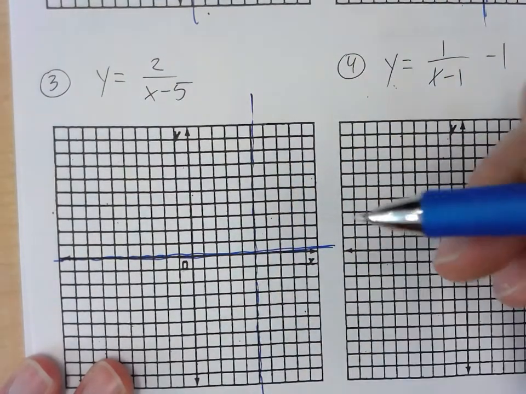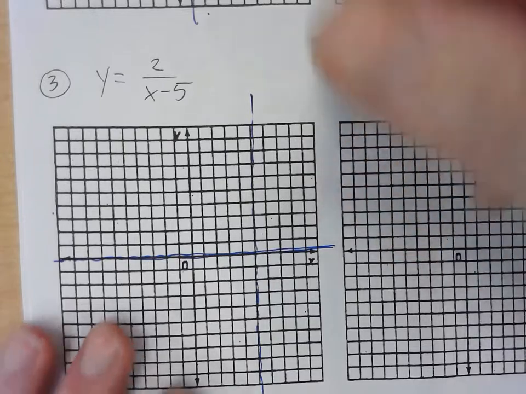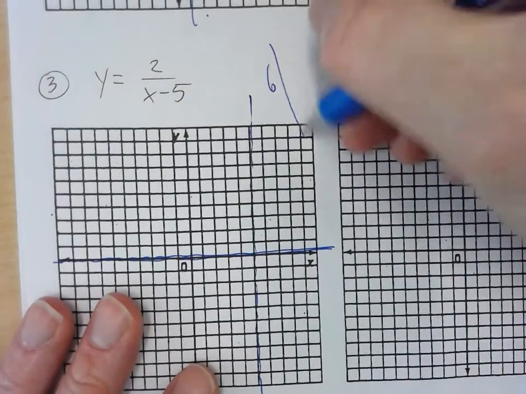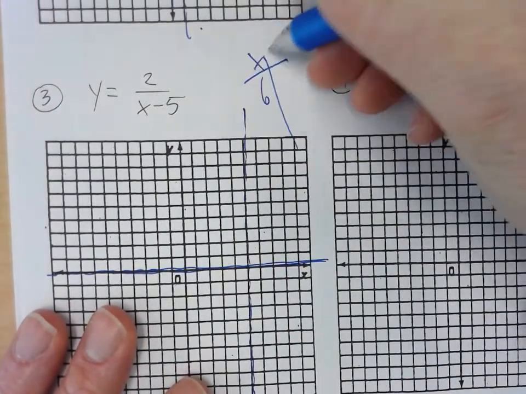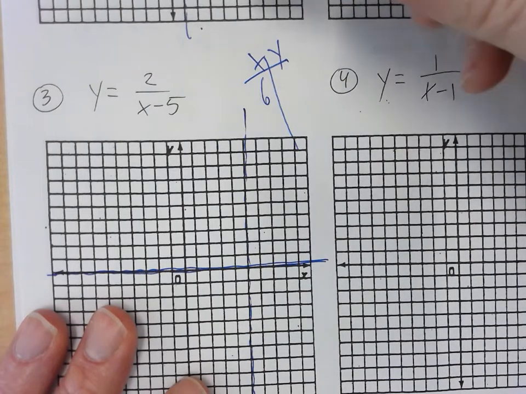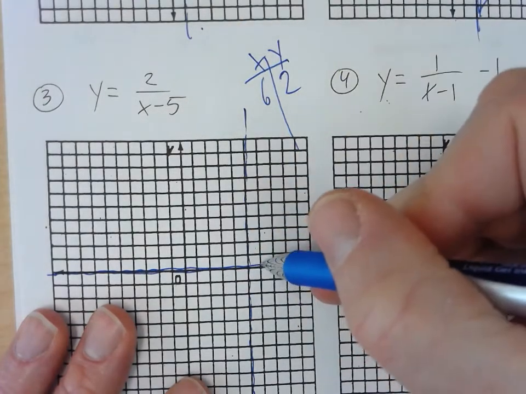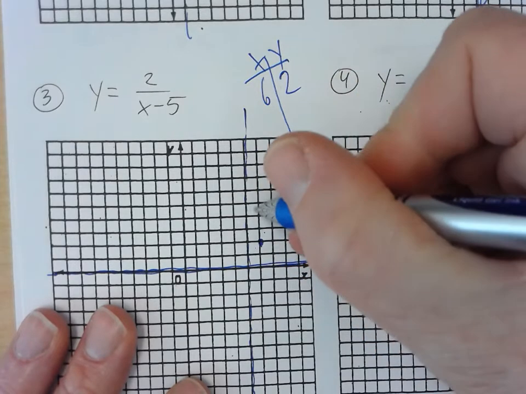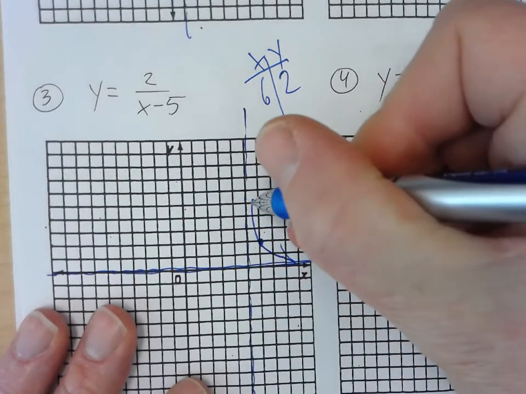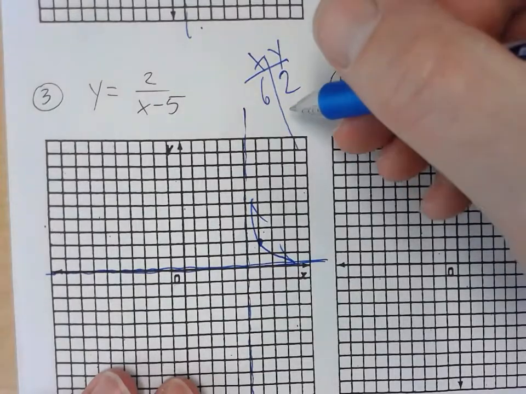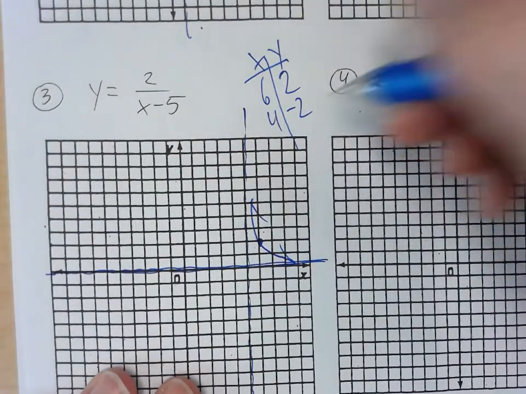Okay, and then I plug in 6 for x. So I plug in 6. 6 would give me 1, so it'd give me 2. So 6, 2, 1, 2. And it should be stuck in this space right there. And then 4, negative 2.